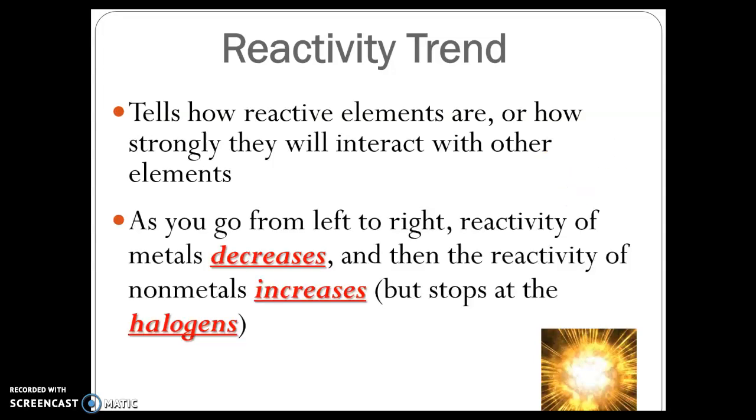All right, the reactivity trend, it tells us how reactive elements are or how strongly they will interact with other elements. As you go from left to right, reactivity of metals decrease, right? Then the reactivity of nonmetals increase, but it stops at the halogens because remember what we said about the noble gases? They're noble, they're not into this mess of reactivity, okay?